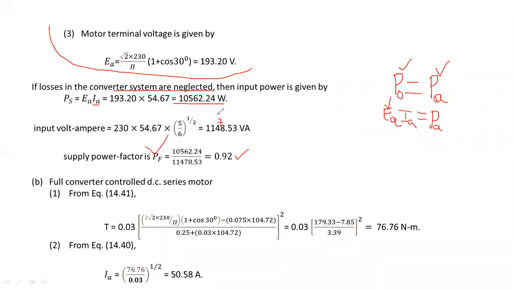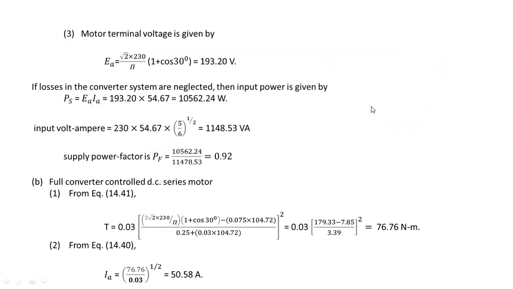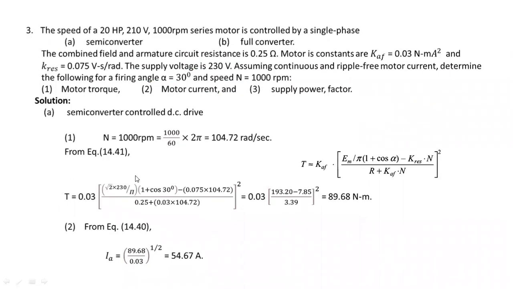So this is for the semi-controlled converter case. We have calculated all the three elements for the semi-controlled converter case. But we have to do the same thing for the full converter case also. Same procedure, but in the full converter the formula will be different.